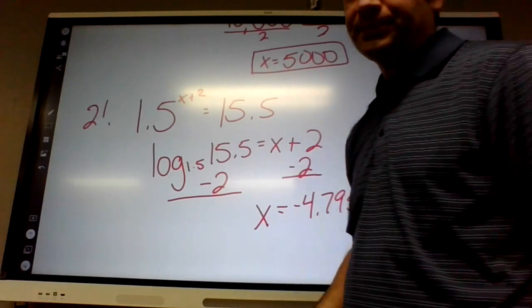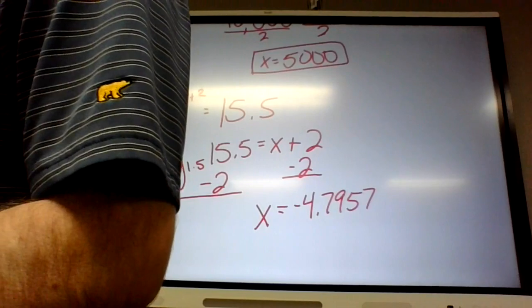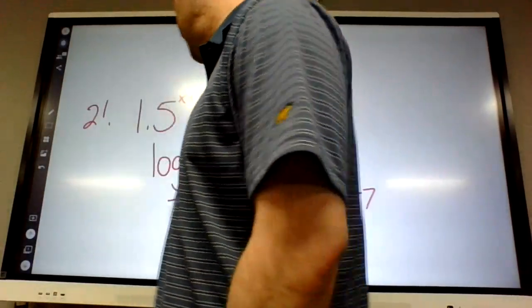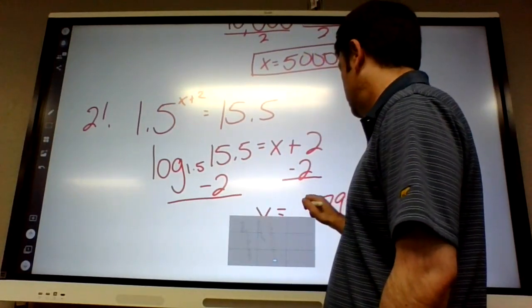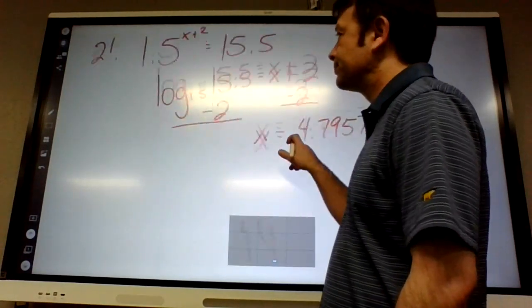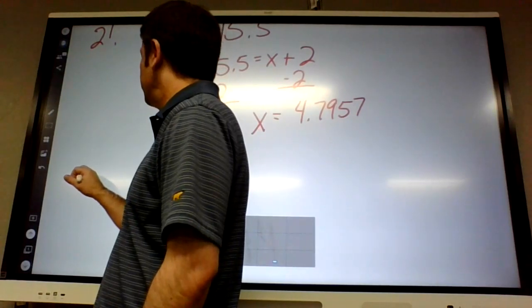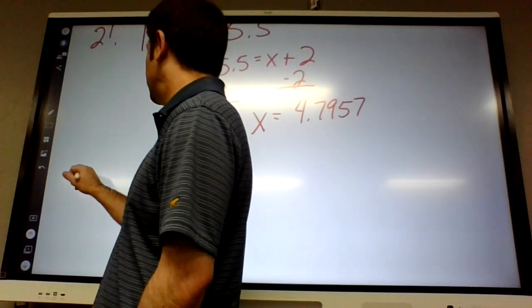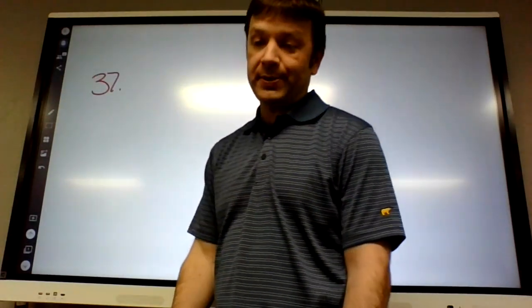You guys get that? Why is it negative? Because I didn't read it right. Oops. Number 23. Nope. Wrong. 37. All right.